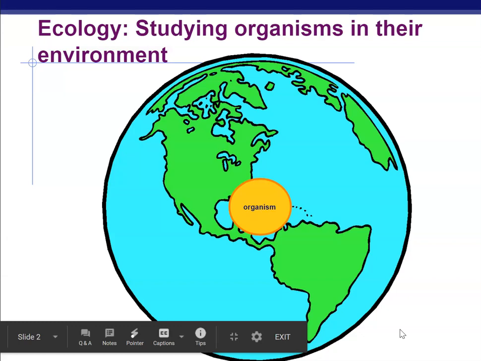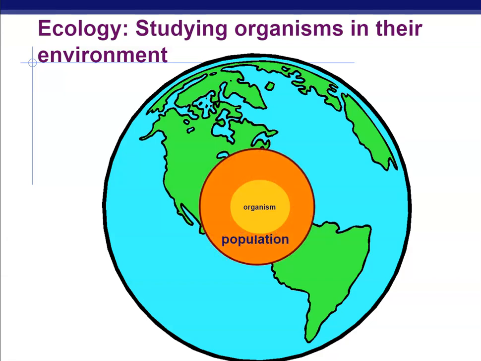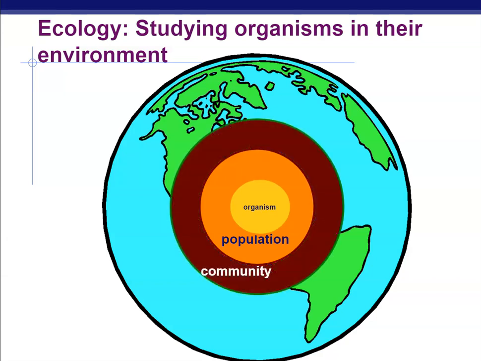So ecology is just the study of organisms in their environment. An organism is a single living thing. So you are an organism, a tree is an organism, my cat is an organism. A population is a group of organisms of the same species living in the same area. So a whole bunch of cats or a whole bunch of people living in a particular area would be considered a population. A community is going to be all of the living things in an area that interact with each other.